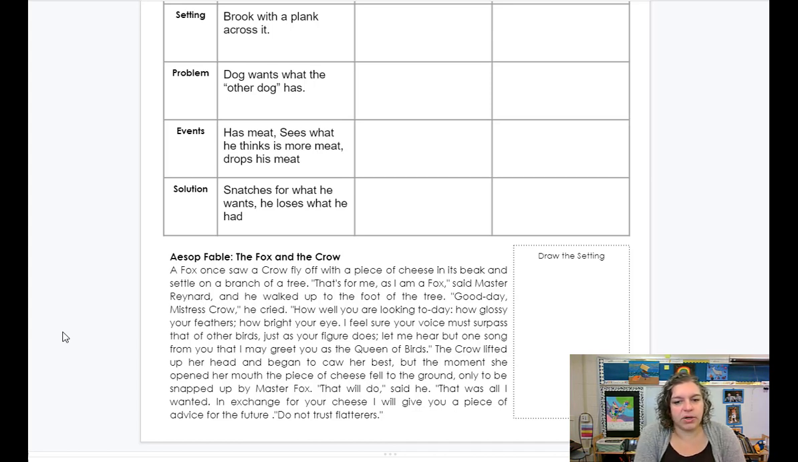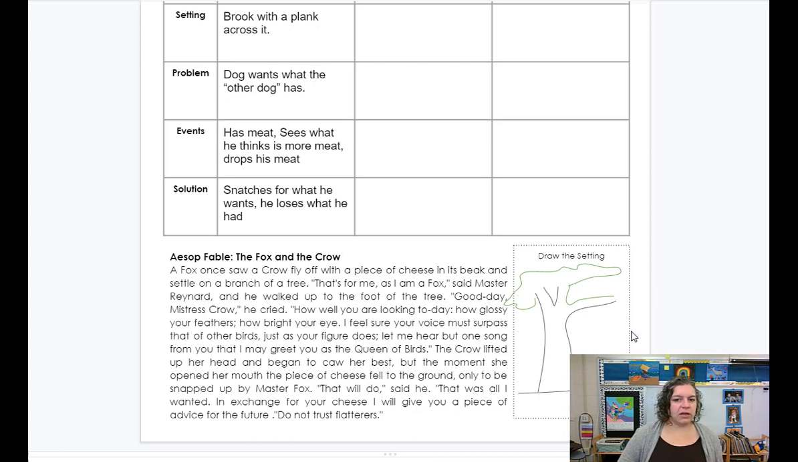The crow lifted up her head and began to crow her best, but the moment that she opened her mouth, the piece of cheese fell to the ground, only to be snapped up by Master Fox. "That will do," he said. "That was all I wanted. But in exchange for your cheese, I will give you a piece of advice for the future. Don't trust flatterers." So the first thing I'm going to do here is draw the setting.